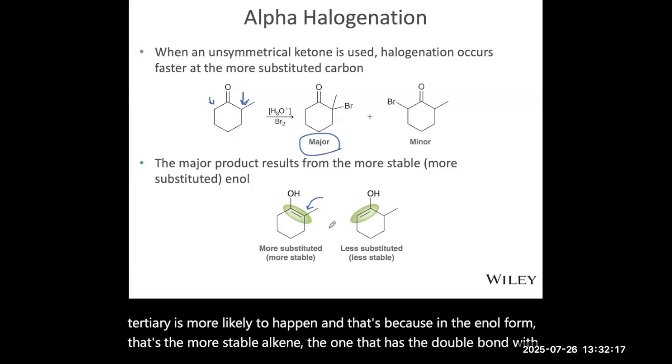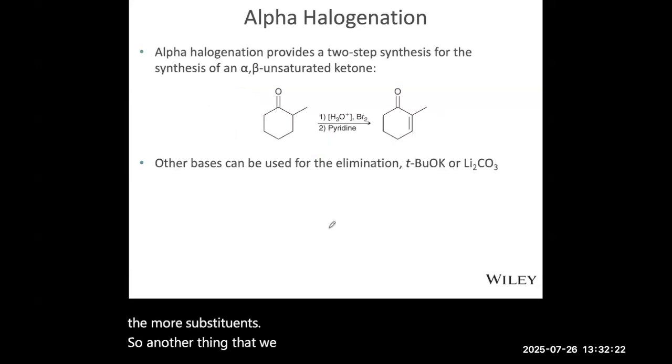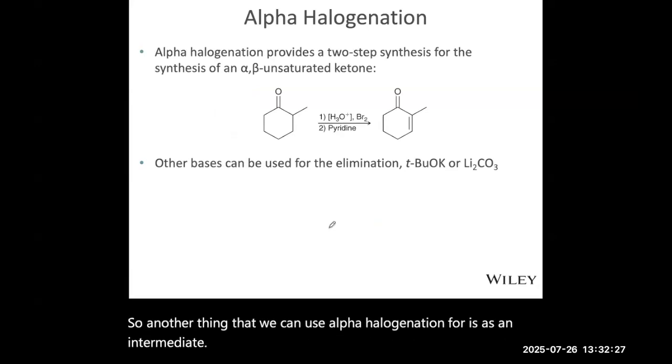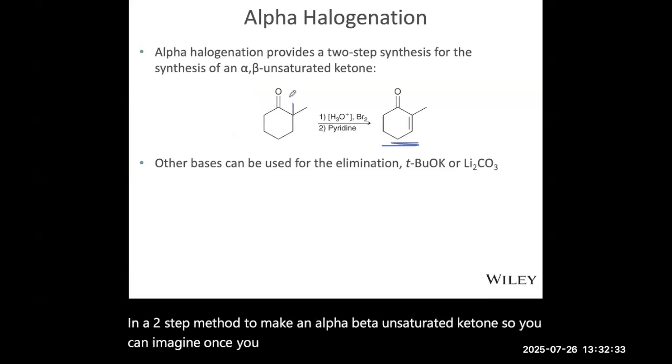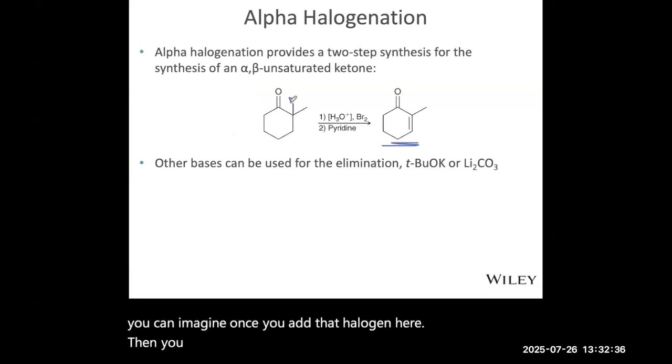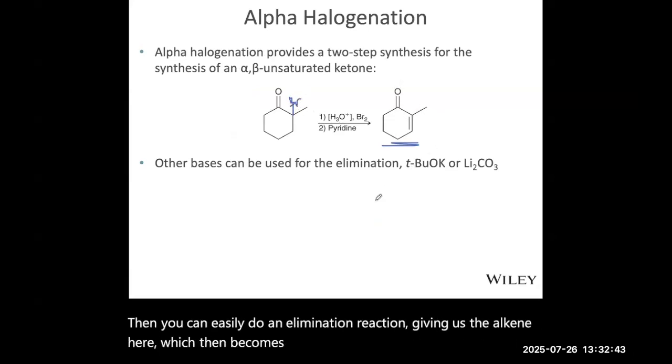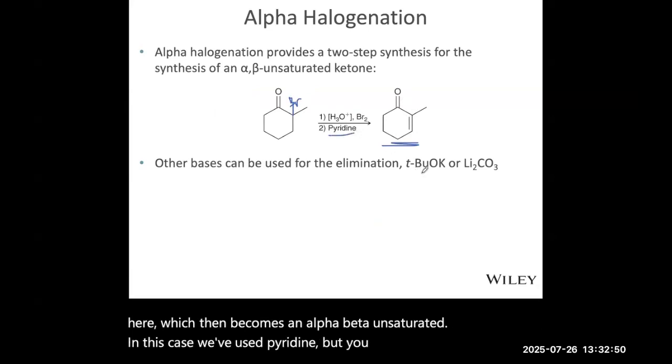So another thing that we can use alpha halogenation for is as an intermediate in a two-step method to make an alpha beta unsaturated ketone. So you can imagine once you add that halogen here, then you can easily do an elimination reaction, giving us the alkene here, which then becomes an alpha beta unsaturated ketone. In this case, we've used pyridine, but you can also use t-butoxide.